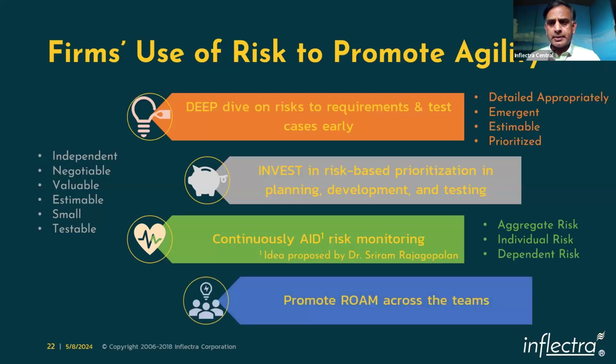Last but not the least, promote ROAM across the teams. Now, ROAM is also another acronym. It's called resolved, owned, accepted, and mitigated. This is the one that the Scaled Agile Framework, SAFe, promotes.